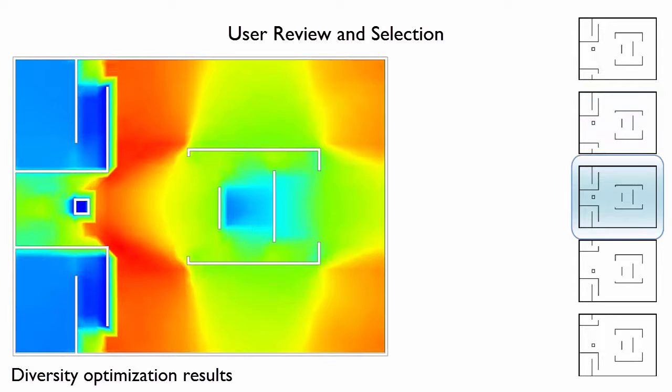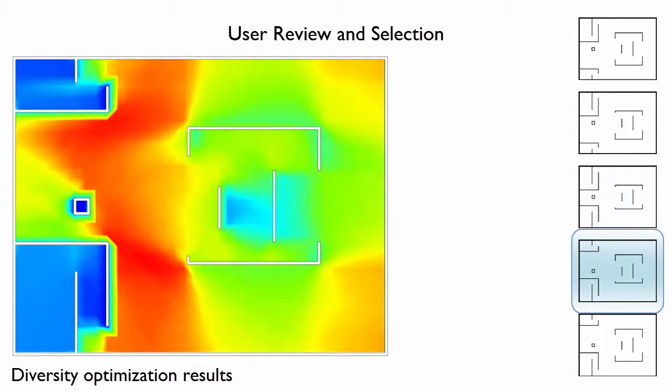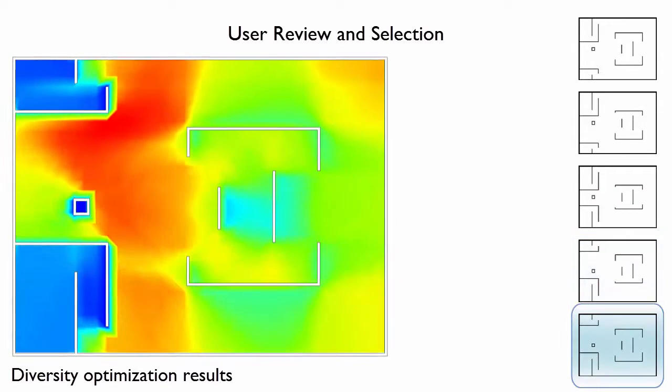The diversity set members are provided to users in terms of fitness metrics and are visualized with their modified layouts and heat maps. The designer may browse these and make an informed decision on whether any of the candidates suit their needs.